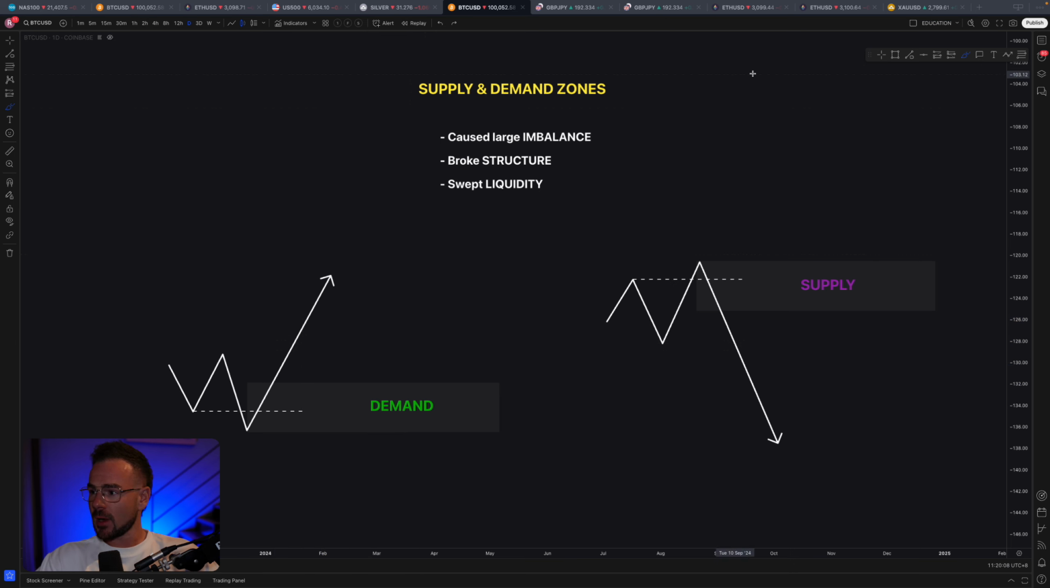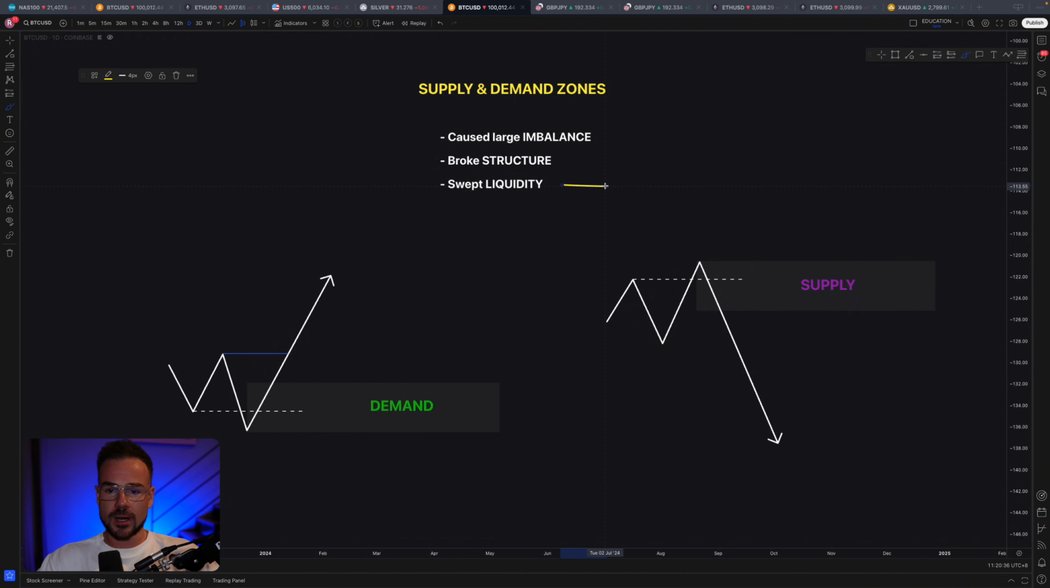Now, we want to see it breaking structure. So a 3 candle swing, we want to see the demand at this zone push to the upside and break structure. You can mark these points on your chart where you see the 3 candle swing is broken to the upside. In this example, we're looking at demand. We want to see price move aggressively, inefficiently, and close above this 3 candle swing, showing us that demand here was stronger than the supply at this level. It broke the level to the upside.